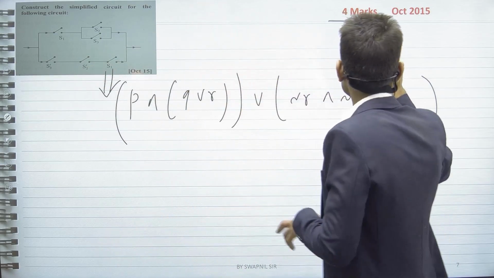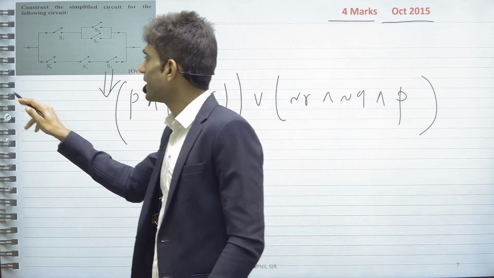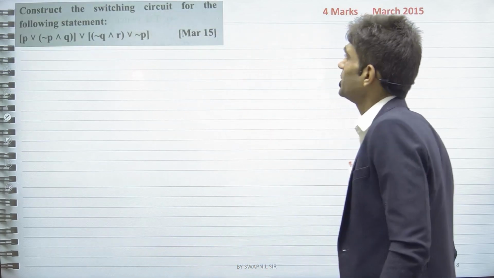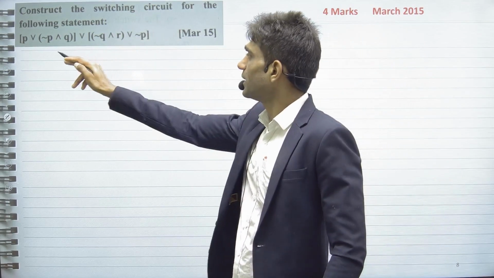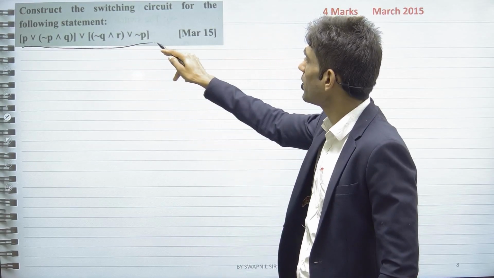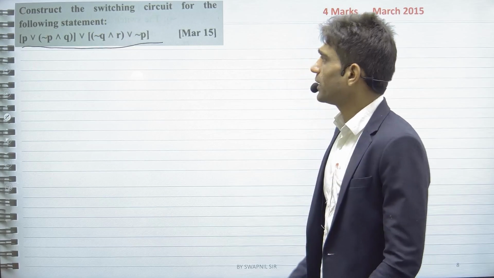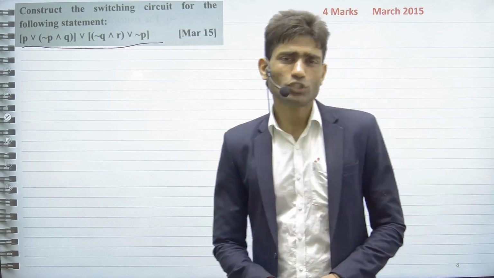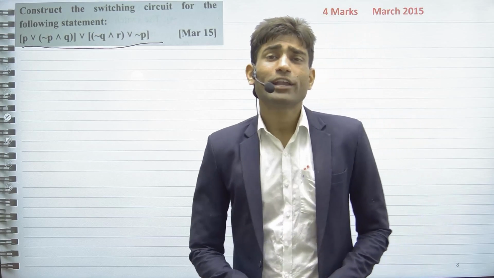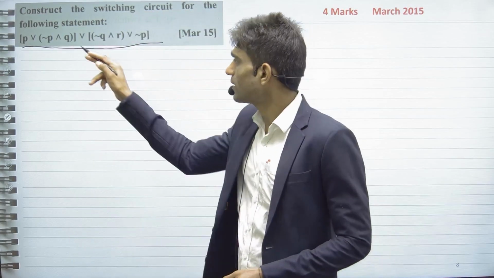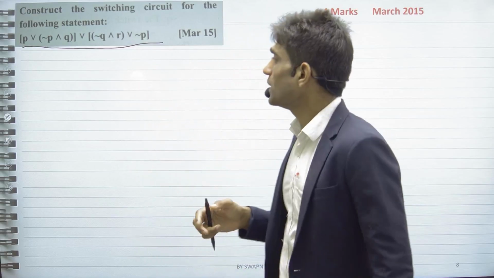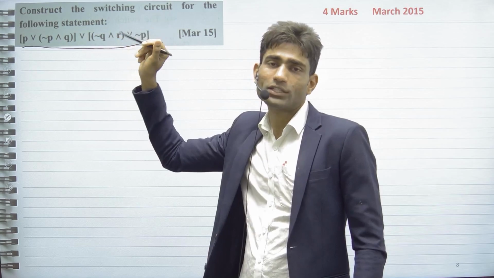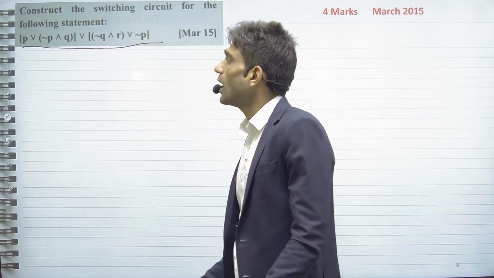This question was asked for 4 marks in the October 2015 board exam. Construct the switching circuit for the following statement. We have to construct the switching circuit using this statement: P or negation of P and Q, or negation of Q and R, or negation of P. First of all, define the switches: P, Q, R as S1, S2, S3, and S1 dash is the negation of P, S2 dash the negation of Q, and S3 dash the negation of R.